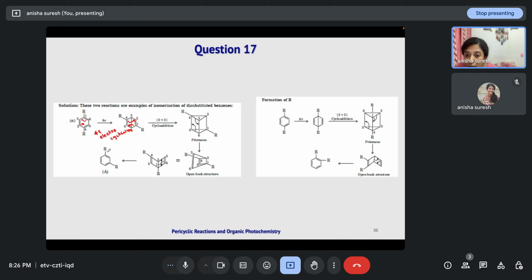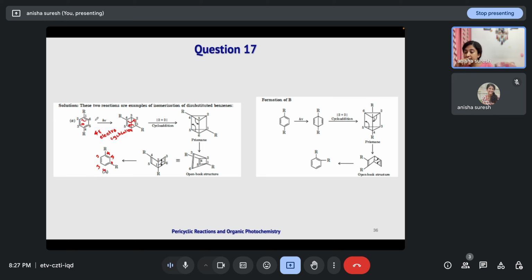4, 2, 3, 6, 4, 2, 3, 6, 5, 1. Okay, so this is how the para substitution is getting converted into meta substitution.